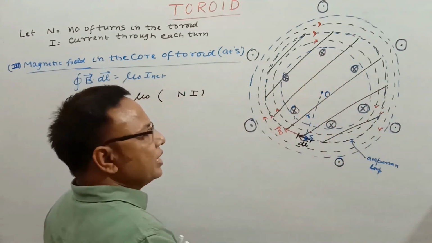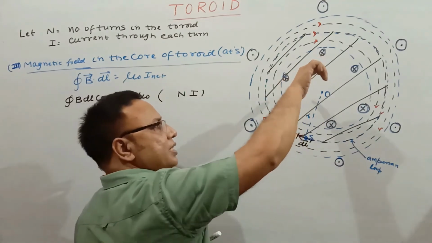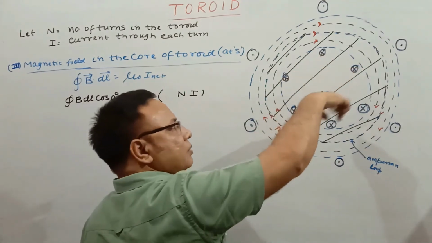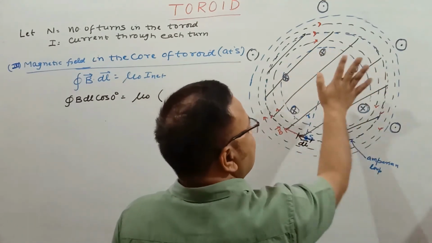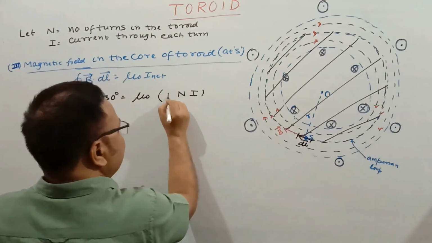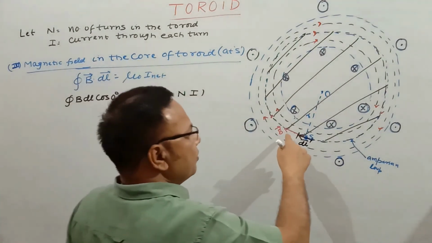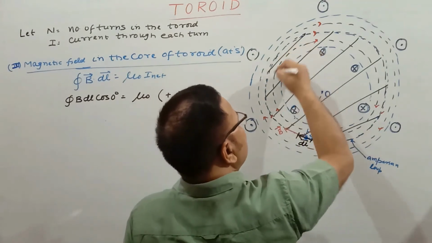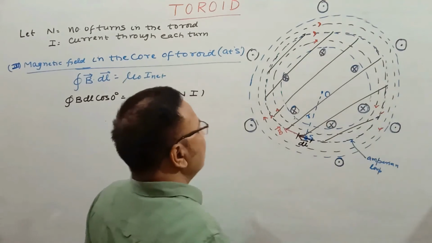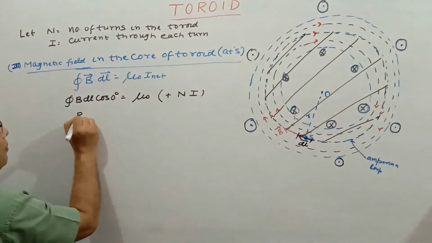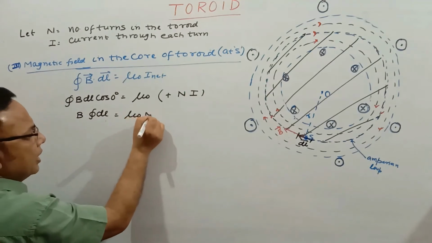Now we have to think whether this Ni is positive or negative. The curl of the fingers is like this, the thumb is inside, and current inside for this particular traversal is positive. All the currents are going inside, so these will be treated as positive, so here we take plus Ni. Due to symmetry, the magnitude of the field on this Amperian loop is constant. So B integral dl is equal to mu naught times Ni.